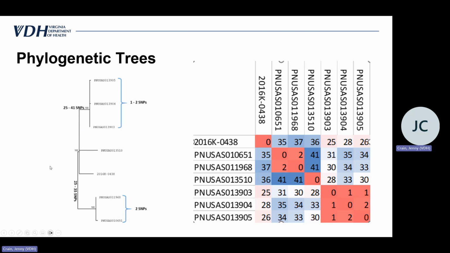But again, the take-home point here is that we want to compare both of them together. The SNP matrix cannot show us evolutionary relationships by itself, and the phylogenetic tree cannot infer directionality of transmission by itself either. But we want to try and look at this information together.